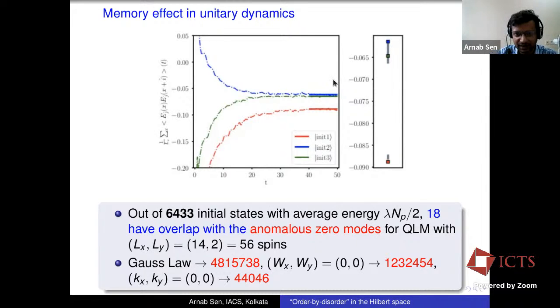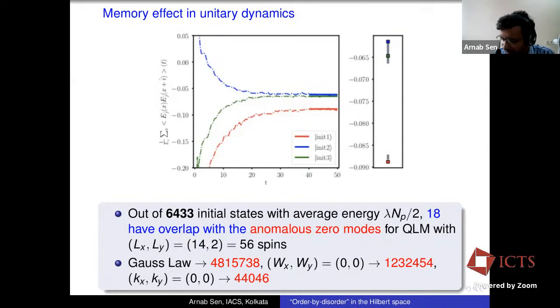So you can already see what I mean by thermalization in a strongly interacting quantum theory. But these 18 states, which have strong overlap with these anomalous zero modes, I have just drawn one such initial state. These guys don't thermalize, as you can clearly see here. So that's this memory effect in this unitary dynamics, and this is what I call anomalous thermalization here. Okay. So this is rather non-obvious because this is a strongly interacting theory, right? So you wouldn't have guessed this.